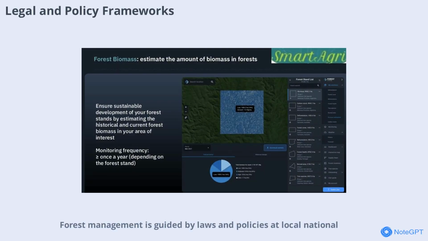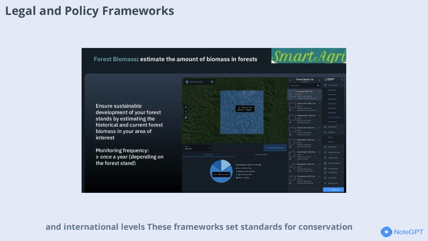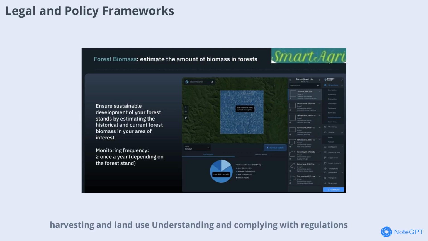Forest management is guided by laws and policies at local, national, and international levels. These frameworks set standards for conservation, harvesting, and land use. Understanding and complying with regulations is essential for sustainable management. Policies may address issues like protected areas, endangered species, and community rights. By staying informed and engaged, managers can navigate legal requirements and advocate for effective forest policy.